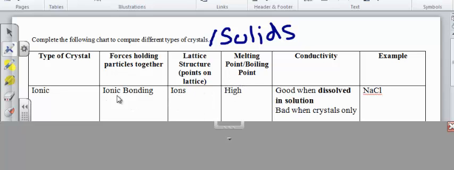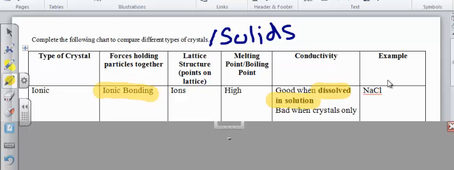And then because ionic bonding is so strong, and it was part of those interparticle forces, they're going to have very high melting points and very high boiling points. Okay, so it's going to take a lot of energy to break up that ionic bonding. Now for conductivity, and this just means will it conduct electricity or not, these are good when they're dissolved in solution, but not so good when it's the crystals only. And sodium chloride or regular old table salt is our sample here. Plain old solid table salt is not a good conductor, but if you dissolve it in water, then it's going to be a pretty good conductor. Okay, so that's going to be our first type of crystal.